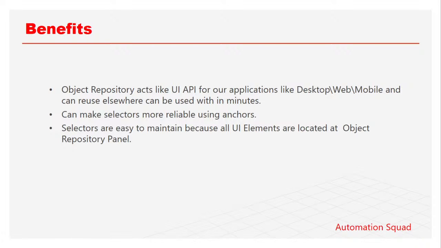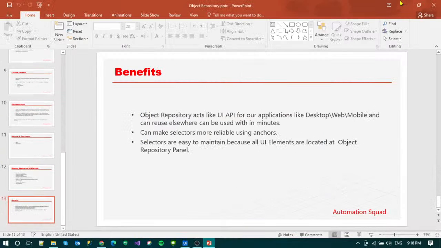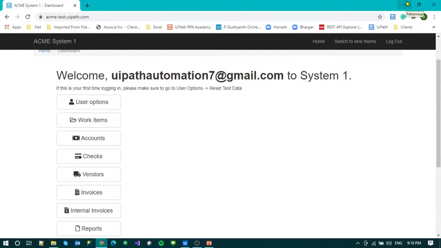So we can make selectors more reliable using anchors. Since we have built-in things like anchors, and image selectors will also be an advantage to the selector. We can also use fuzzy selectors here. Selectors are easy to maintain because all UI elements are located in the object repository. If we want to change any selector details which may change in future, we can change it, publish it, and reuse that particular library. The object will be replaced with the selector which we used in old projects, so it will be an easy job for us to change in projects which are old.